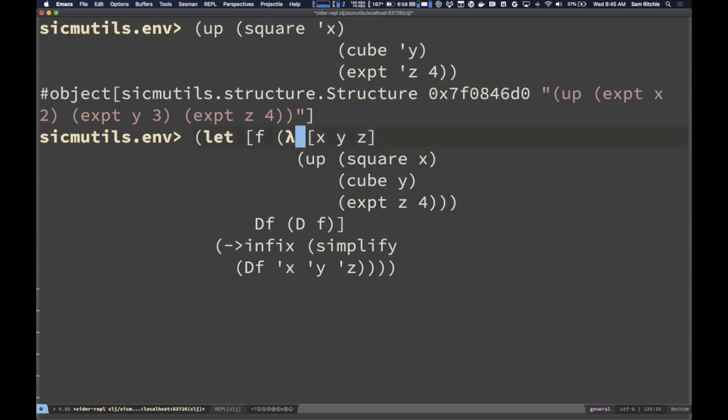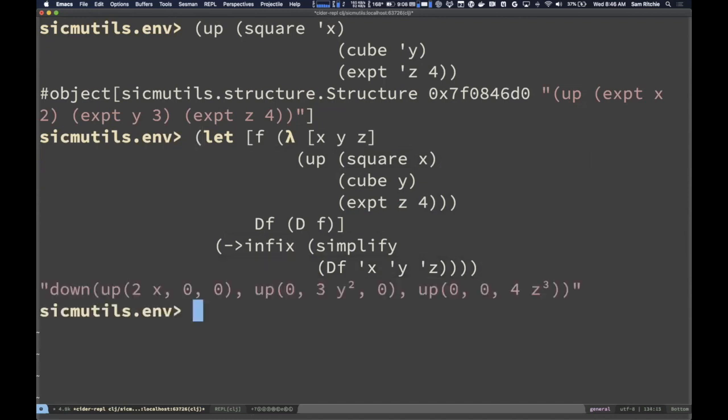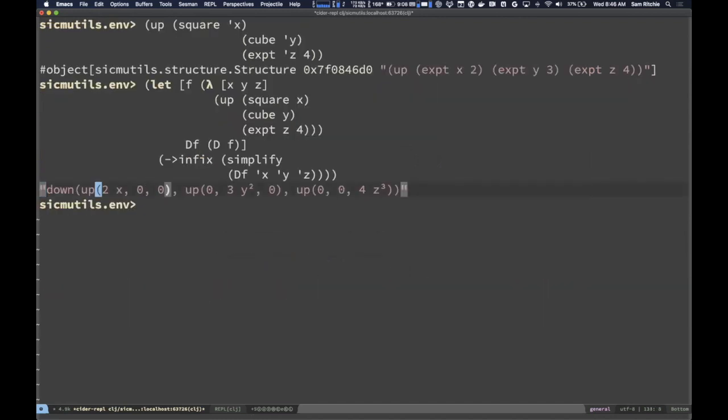Okay, so if I have a function that takes an XYZ and returns this tuple of XYZ with some operations applied, I can take the derivative of that and pass it three things. And I'm going to get back, in this case, a down tuple with the derivative with respect to each of the outputs inside of it. So you see all these things. Colin, you want to feed me a better example for where I should go?